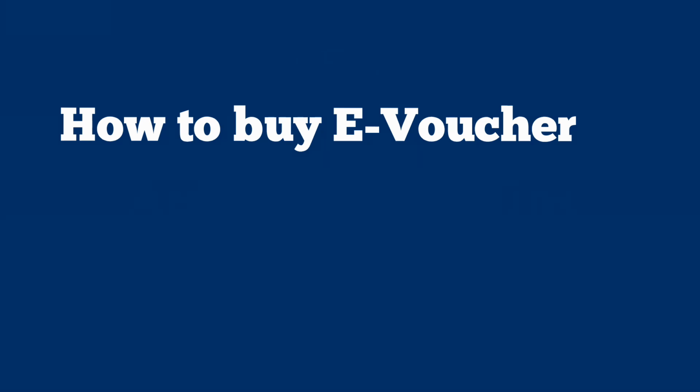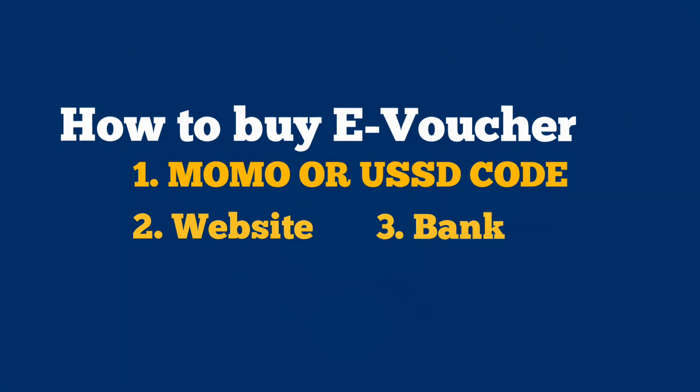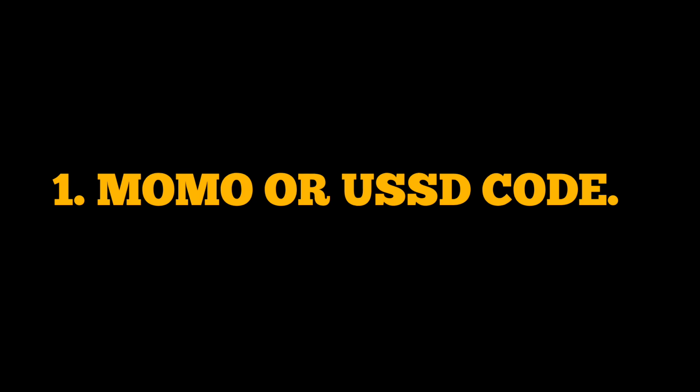So the first method is using your mobile money or a USSD code to buy your e-voucher for your online admission forms. You can also buy it through a website, or you can directly buy it from the bank. Alright, so how do you use your mobile money, or how do you use the USSD code to buy an e-voucher?